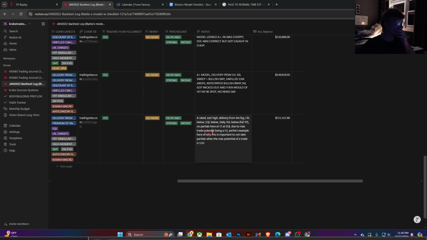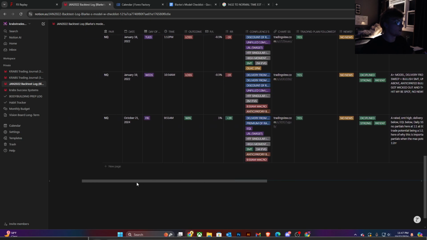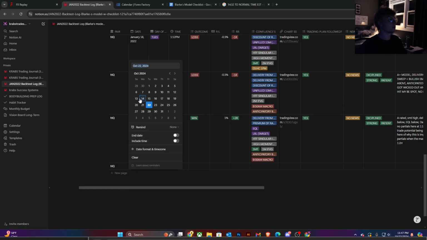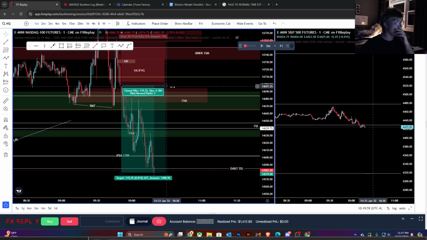So yeah, what I wrote here was, this is why it's important to not take partials at a 1-1 if the max potential of the trade is a 1 to 2. I explained it before. I kind of yapped on that, but that's something I've realized, and it's helping me a lot for sure. But yeah, next day here would be Monday.